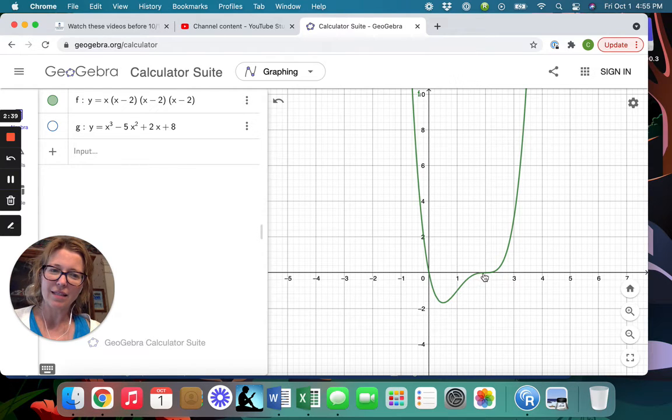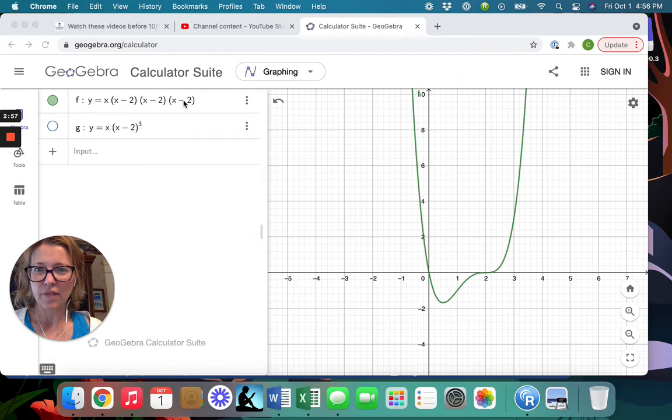Now, it's a lot more shallow. This reminds me of a power function with a high exponent. It does pass through, but it's more shallow. Now I could rewrite this polynomial. So this one up here, I've just put all these x minus 2's together to make it x minus 2 to the 3rd power. This has x-intercepts at 0 and 2, but 2 has a multiplicity 3.